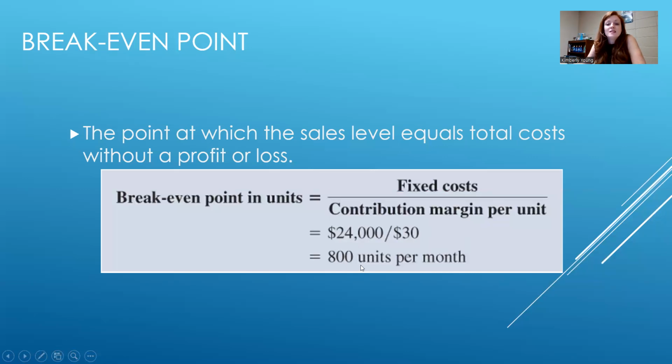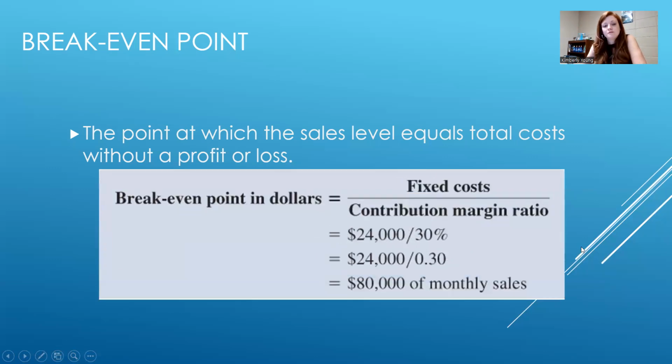So that tells us they need to sell 800 units per month, which at that point we would say, okay, can we actually sell that many? If we can, maybe this is worth it. Well, we still want to make some profit. If we can't, then maybe we need to figure out a different way, find somewhere else to rent or have less in fixed cost in one way or another. The break-even point in dollars, we take our $24,000, our fixed cost, divided by the contribution margin ratio, and that is going to give us our break-even point in dollars.